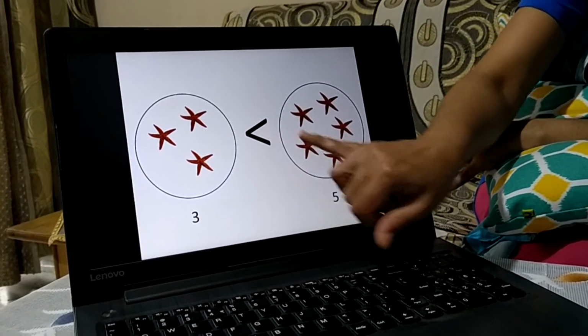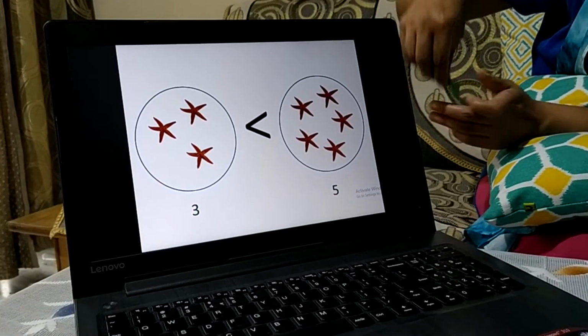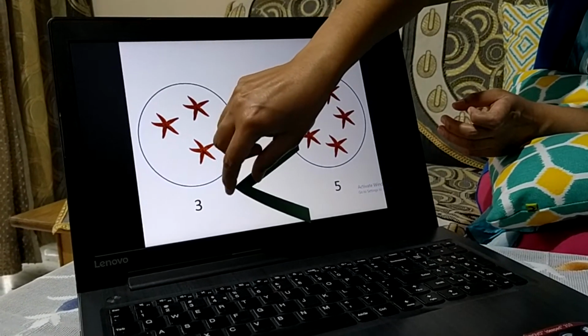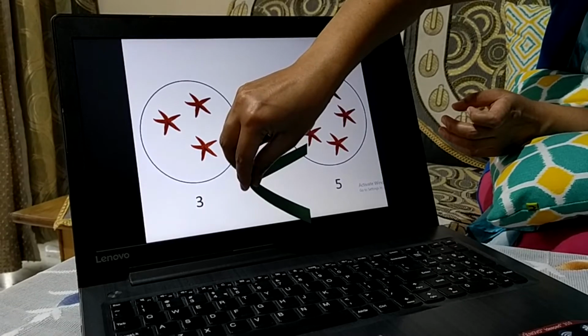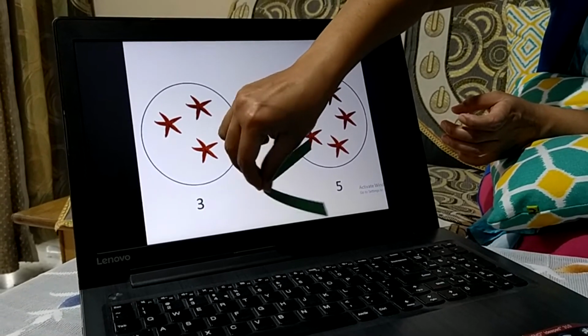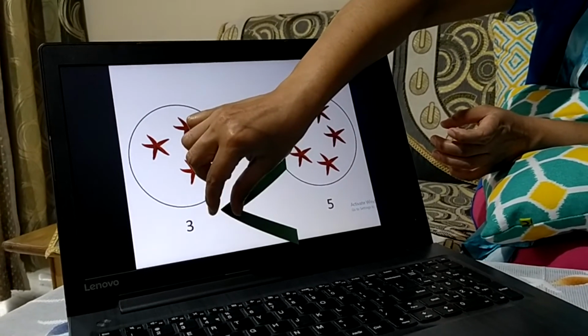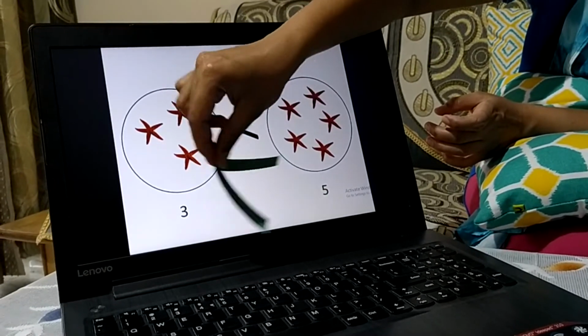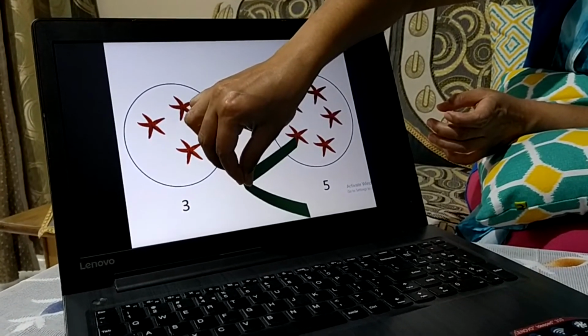Now you can see the sign is towards 5, right? Like this, right? Because 5 is greater. The mouth is wide open, right? So this is like this. 5 is greater than 3, right?